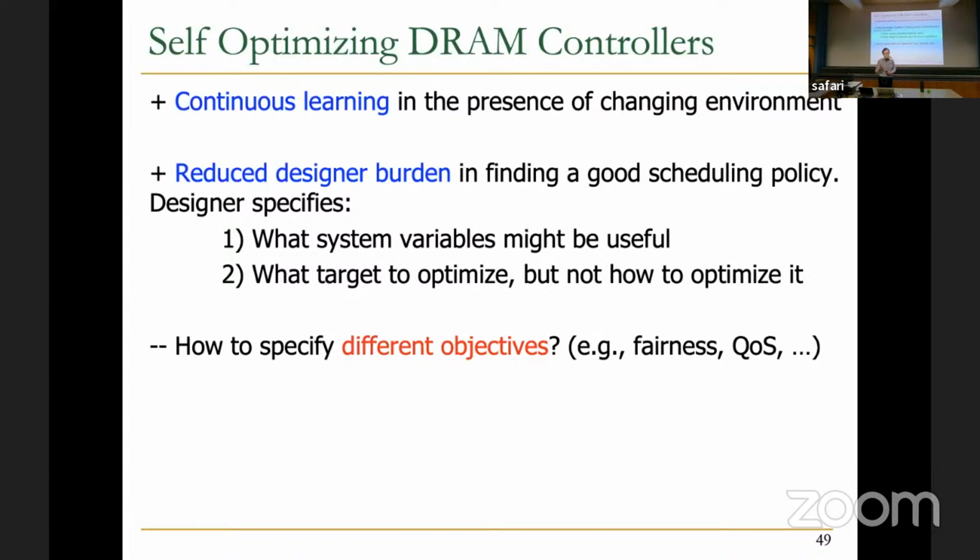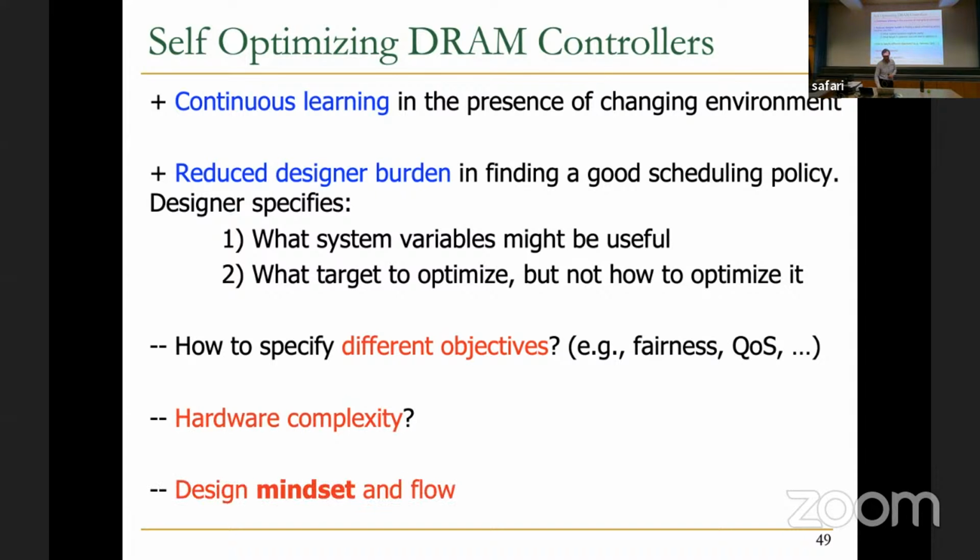So of course, the difficulty is now, what about the objectives, right? What is your goal? How do you actually satisfy and specify different objectives? Fairness, quality of service, etc. What is the hardware complexity? There's hardware complexity analysis in the paper. It's not that bad, actually, if you design it carefully. But still, it's more complexity compared to existing controllers. And perhaps more importantly, I'll go back to mindset, but this is not the way people design things, basically.